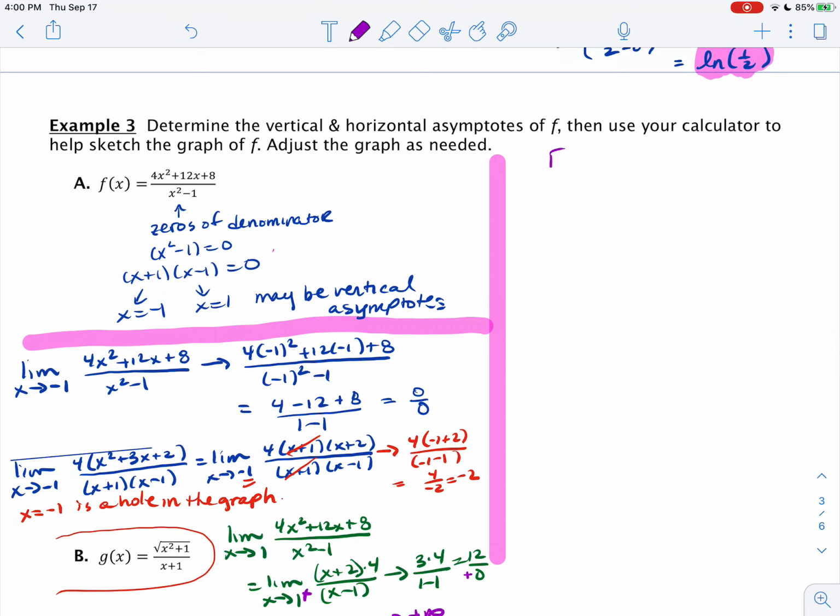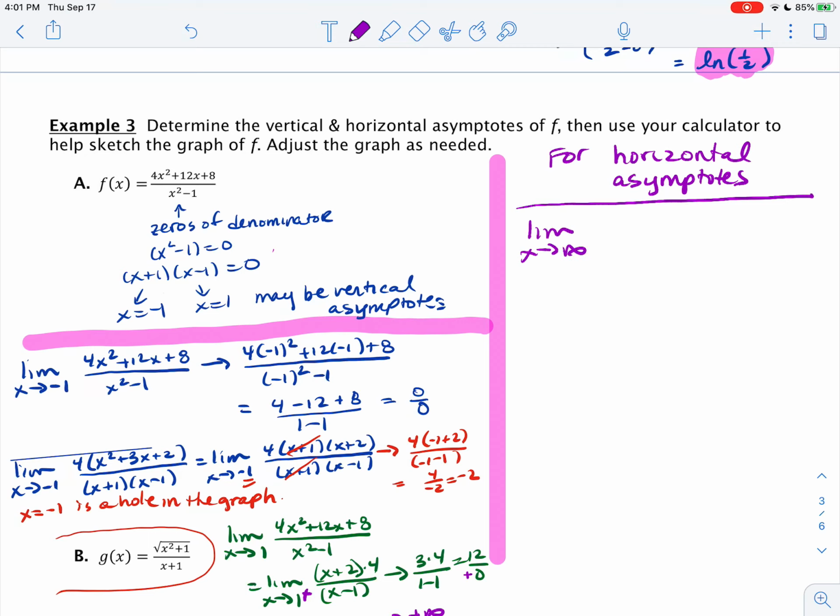So how do we find horizontal asymptotes? To find horizontal asymptotes, we want to find all of them if possible, and there's only two of them. We want to take the limit as x approaches infinity of our f of x, and we also want to take our limit as x approaches negative infinity.